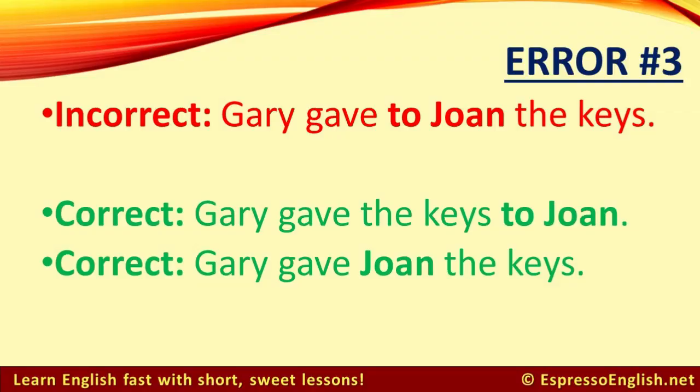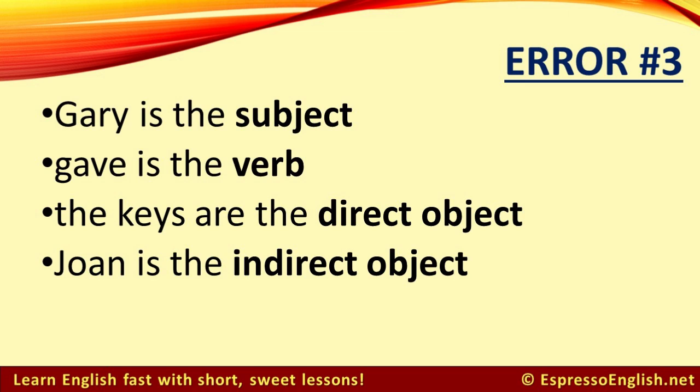Mistake number 3 involves sentences with indirect and direct objects. Don't say, Gary gave to Joan the keys. That's incorrect. The correct sentences are, Gary gave the keys to Joan, or Gary gave Joan the keys. Those are both correct and they mean the same thing. Let's look at the parts of this sentence. Gary is the subject. Gave is the verb. The keys are the direct object, and Joan is the indirect object.